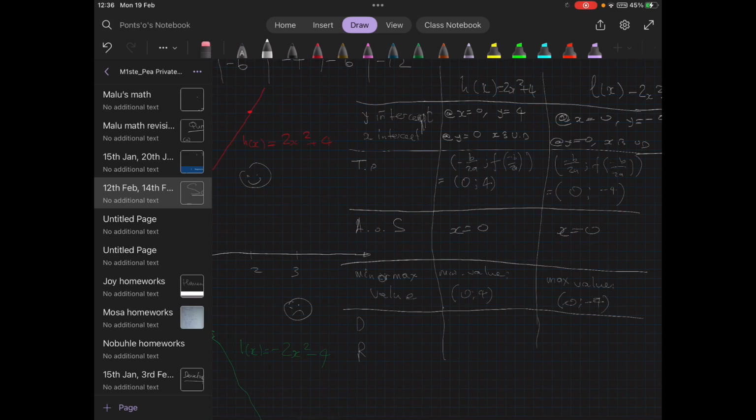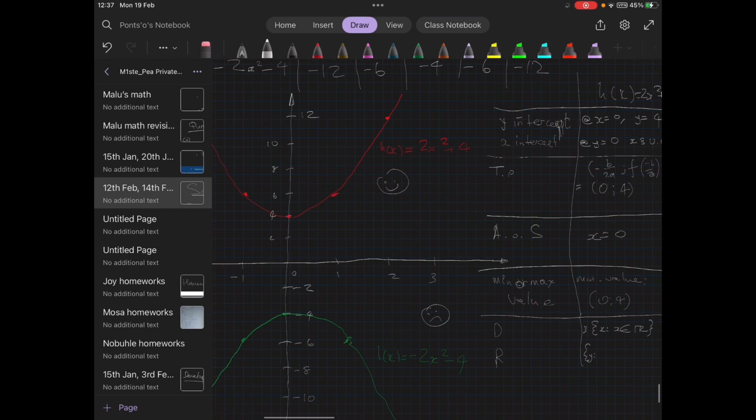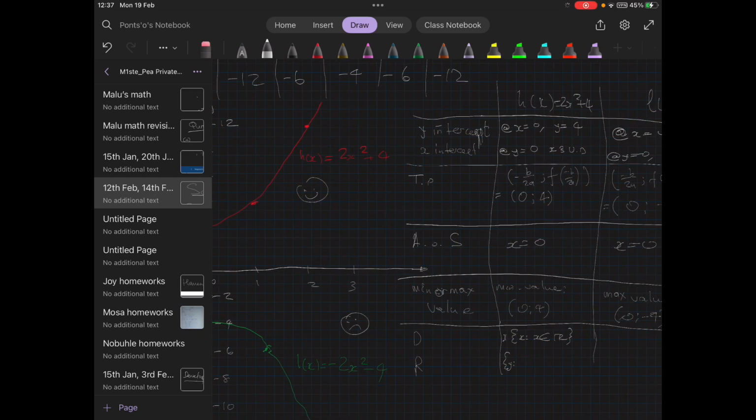As for domain and range, the domain is a set of x values such that x is an element of real numbers, but the range is a set of y values such that for h of x, y is always greater than 4. Y is greater than 4, but it's also an element of real numbers.